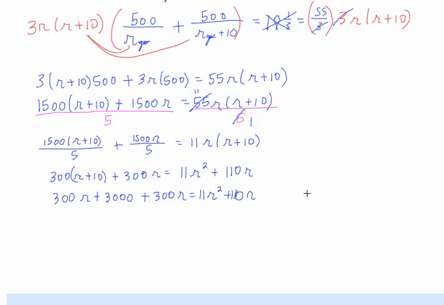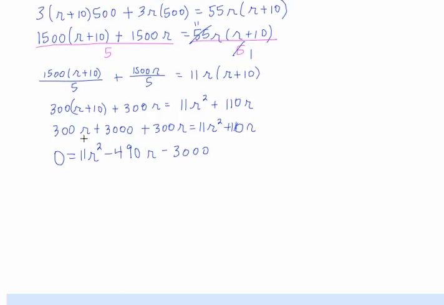So I'm going to subtract everything over to the right side to get me 0 equals 11r squared. Then we have 110r minus 300r minus another 300r. So 110 minus 600r will give us negative 490r. Then moving that over gives us a minus 3000. Now I'm definitely not even going to attempt to factor that. Even if it does, it's not worth my time to try. Better to just go straight to the quadratic formula.